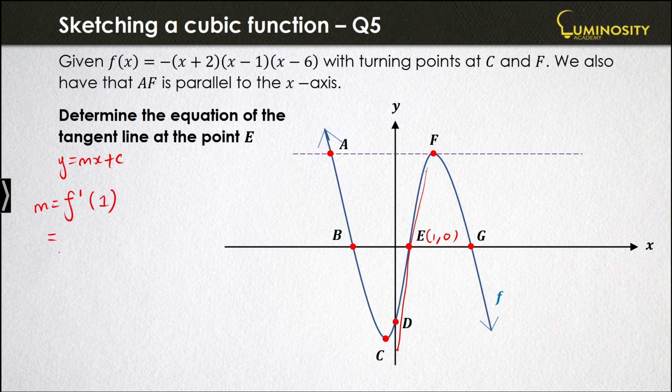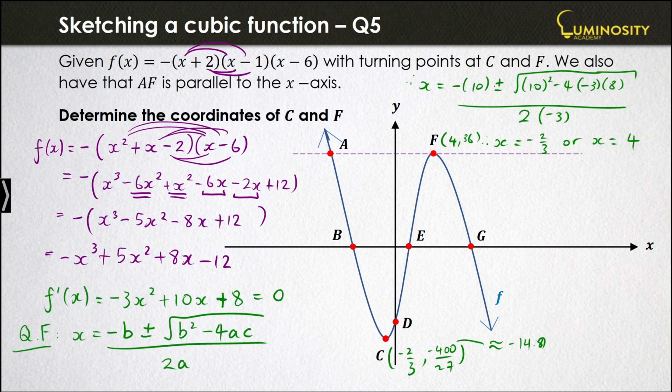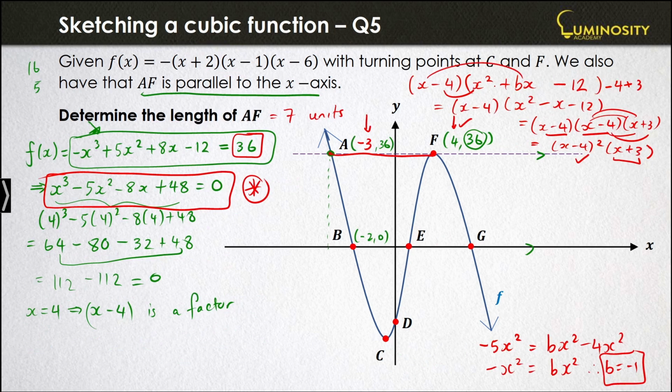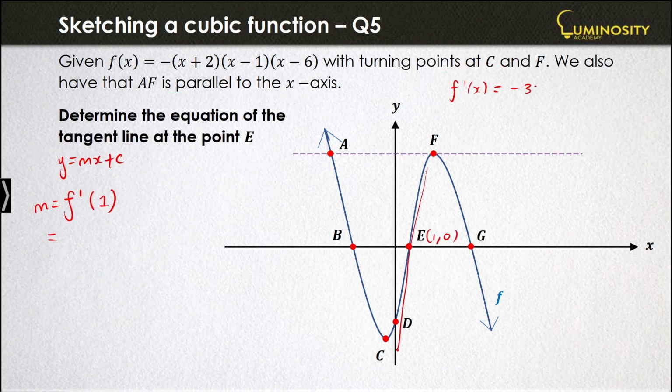So remembering that the derivative function f prime of x, we worked that out previously, and it was given by negative 3x squared plus 10x. What was the last one? Plus 8. So if we plug that in at 1, that's going to be negative 3 times 1 squared is negative 3, plus 10 times 1 plus 8. That's going to be 18 minus 3, which is 15. And that makes sense. It's got a positive gradient. It's increasing. So we have y equals 15x plus c.